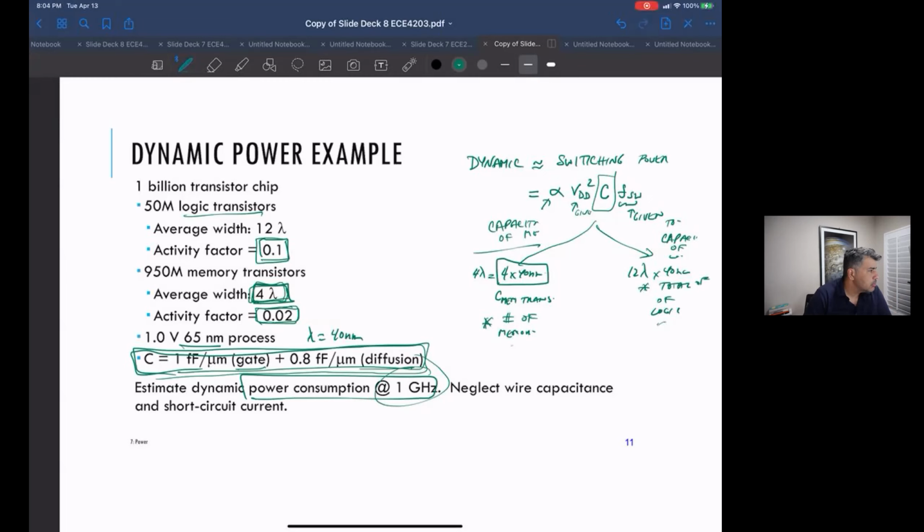Wait, let's see, 25. Okay, sorry guys. Instead of a lambda of 40, it's a lambda of 25. Sorry.